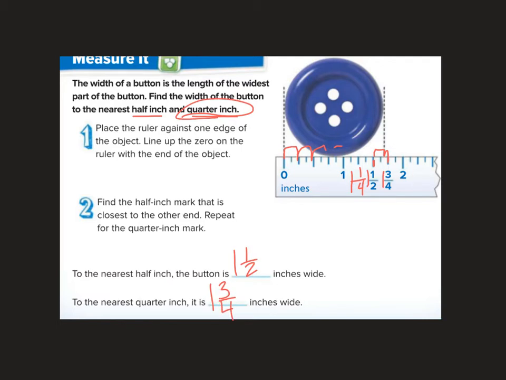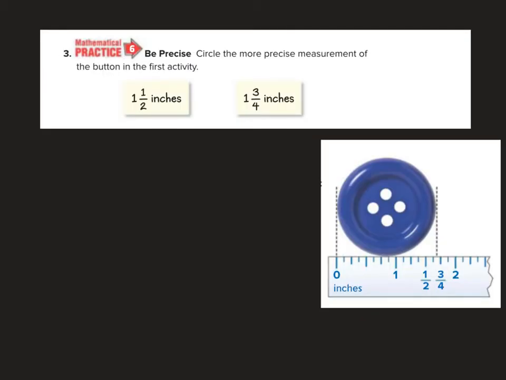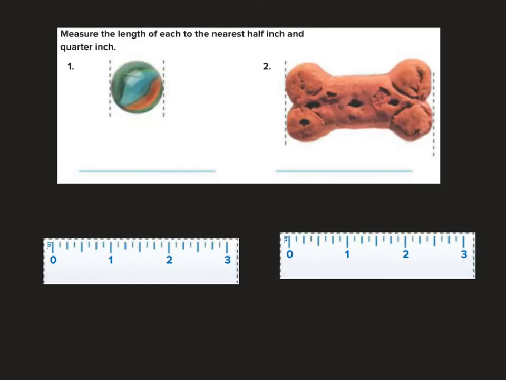Okay, let's go to the next one. Circle the more precise measurement of the button in the first activity. So is it better to say it's closer to 1 1/2 inches? This is past the 1, so I know it's 1 1/2. Or is it better to say it's closer to 1 3/4 inches? Really, it's much closer to 1 3/4 inches than it is to 1 1/2 inches.